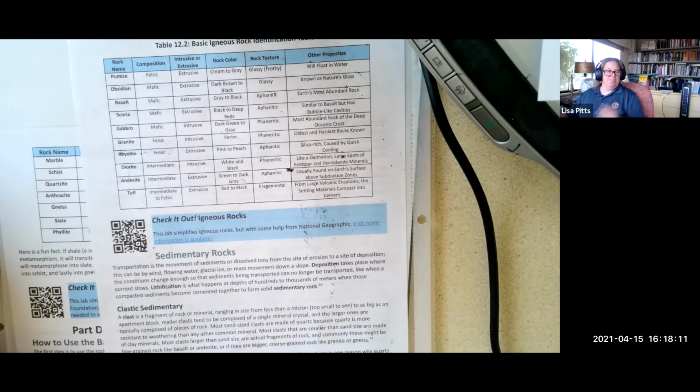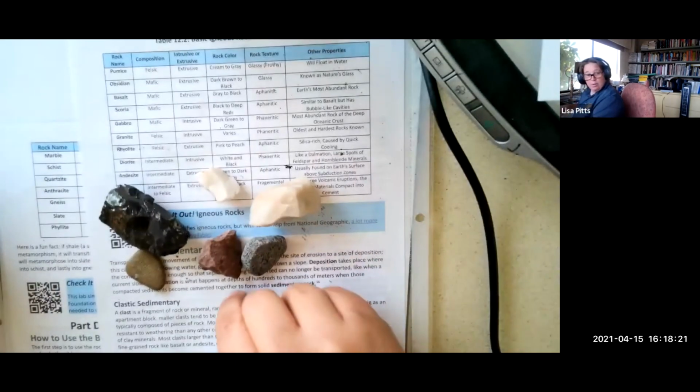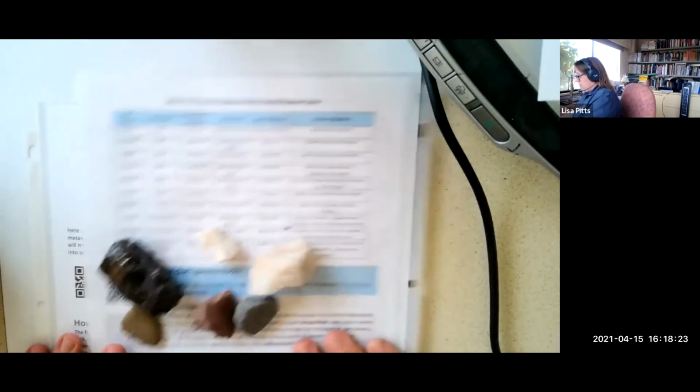Where in the world did I get these from? I picked them up on hikes. I used to do a lot of walking out in nature. So over the years, from the time I was a little kid, I've picked them up.